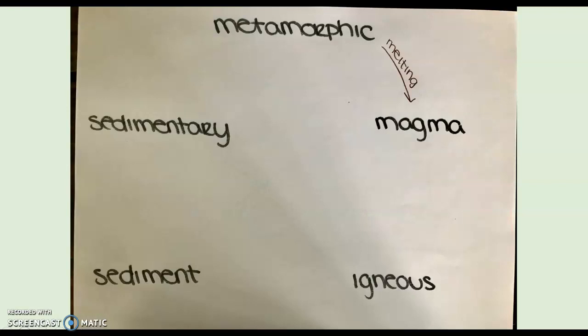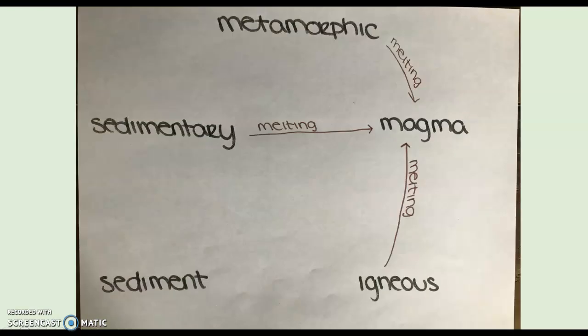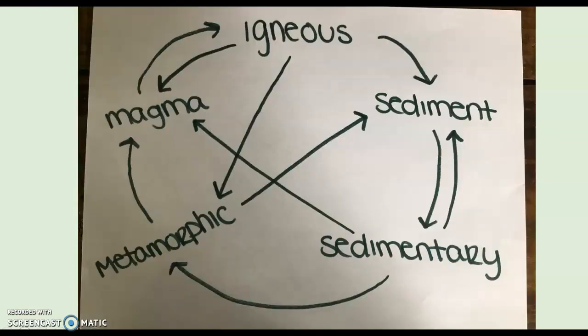Now, metamorphic rocks can turn into magma by melting. They're deep into earth, right? They melt and they turn back into magma. Just like with sediment and metamorphic, you can get to magma multiple different ways. Sedimentary can turn into magma, igneous can turn into magma, and metamorphic can turn into magma. They're all going to do it the same way, by melting. So, at the end, you have something that looks like this, which is very confusing.